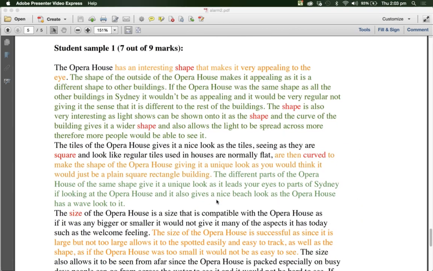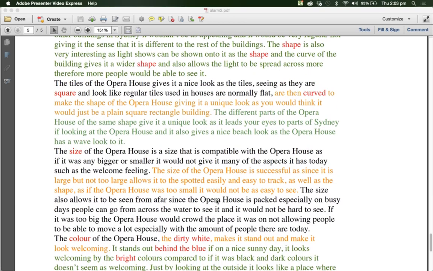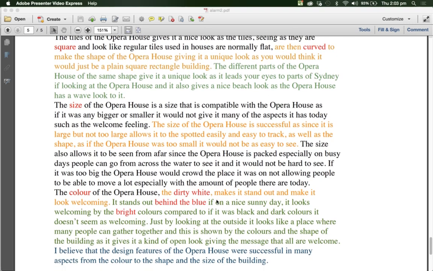So, here's an example of a student's response to that question. It's an actual student's response. And you'll see how I identified the marks. So remember, red, it's about 1 to 2. Orange, you're getting up to maybe 3, 4 marks. Obviously, you have to do enough of those to get them. So we've got shape, size, colour.